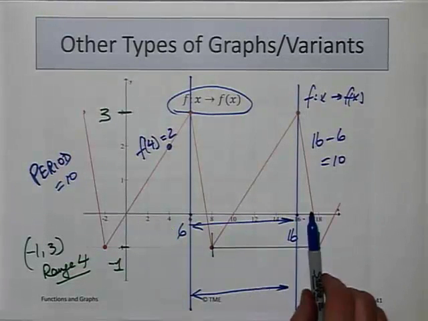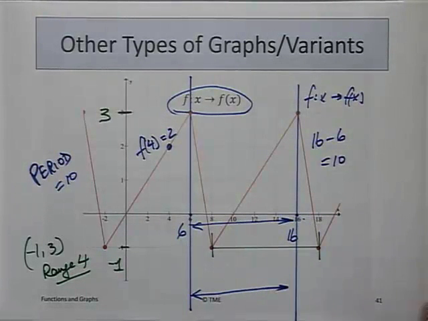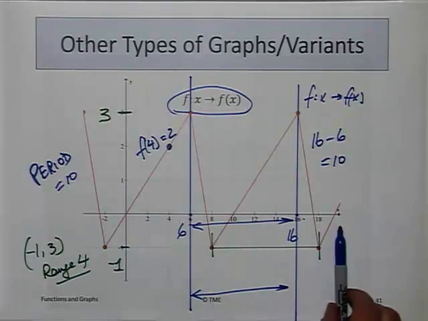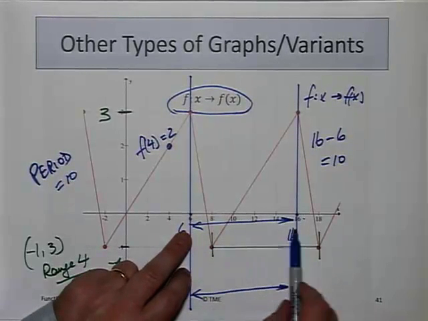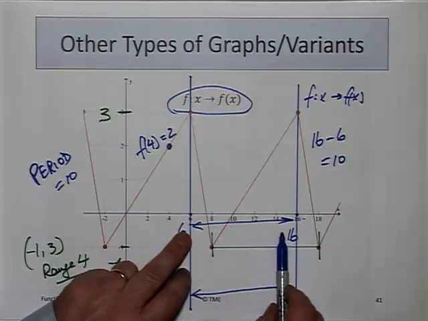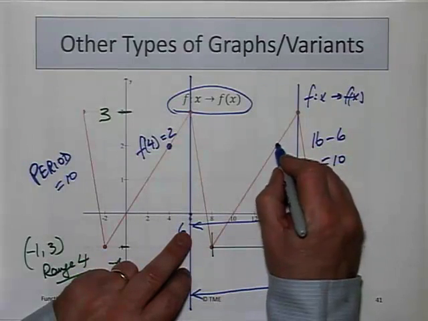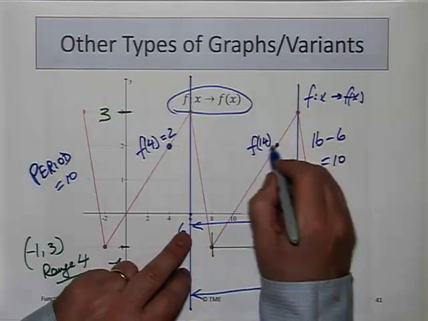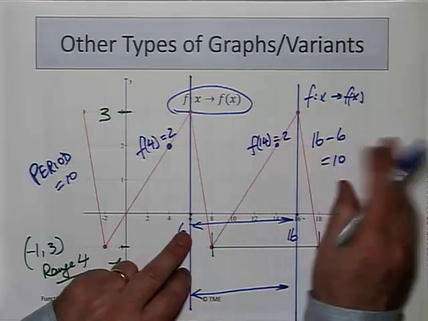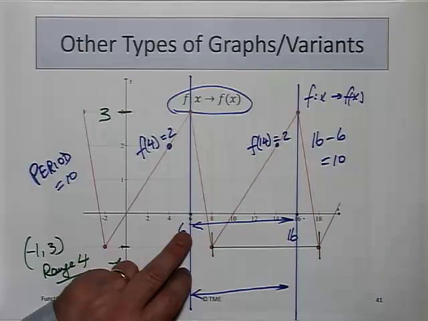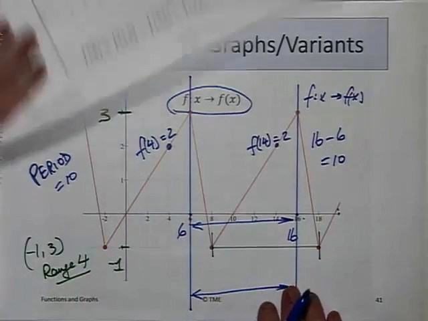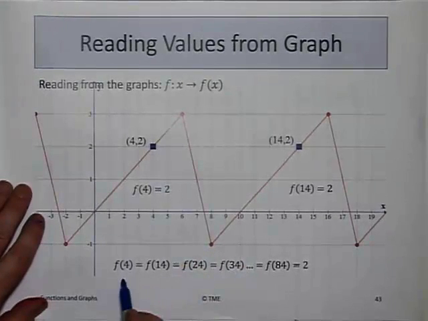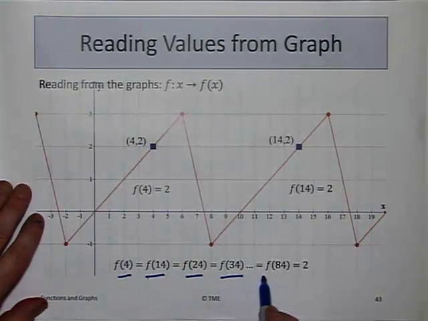How do I get f of 84? Well, 84 is a million miles away here. I'm not going to spend the rest of my day doing this. It's just too long. But what we're saying here is there's a pattern of 10. So every 10 it repeats itself. So f of 4 is the same as f of 14, and actually f of 24, and f of 34, and f of 44.